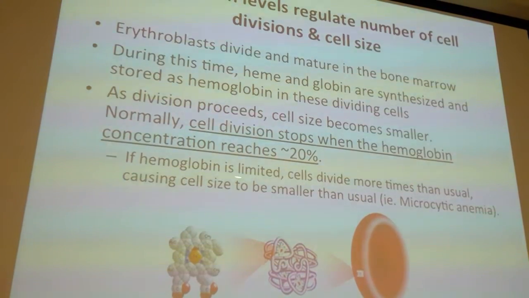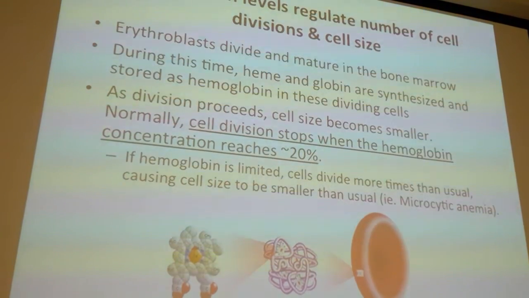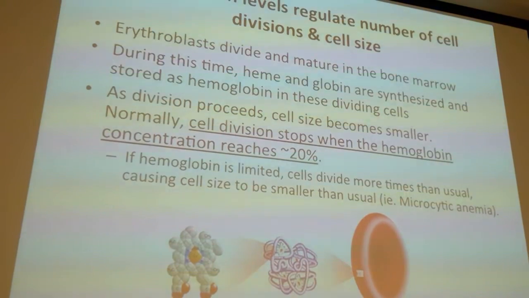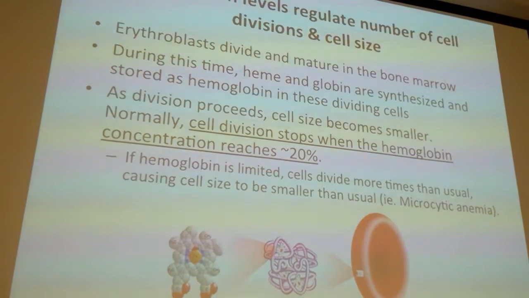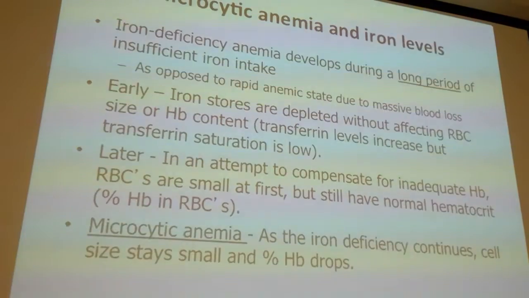But if hemoglobin is limited, for example if you have iron deficiency, the cells will divide more times than usual. So you're going to start to get cell size that's smaller than usual. This is referred to as microcytic anemia, a small cell anemia. You'll get smaller red blood cells than normal under conditions of iron deficiency, and this is due to this lack of hemoglobin. So the cells will abnormally keep dividing, and you'll get these tinier red blood cells.